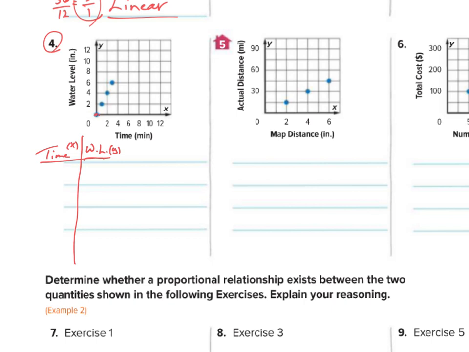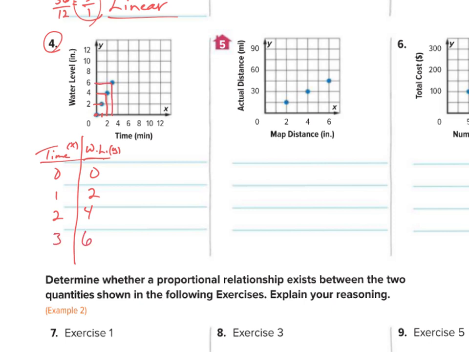So first, we are at 0, 0 for time and water level. And then I have increments of 2, so this would be 1 and 2. So at a time of 1, the water level is 2. At a time of 2, the water level is 4. And at a time of 3, the water level is 6.